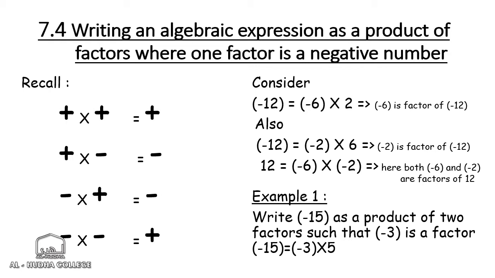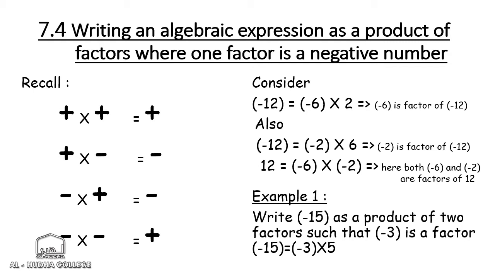If you consider 12, 12 can be written as minus 6 into minus 2. When you multiply two negative values, you get a positive answer. So minus 6 into minus 2, you get plus 12. So here minus 6 and minus 2 are both factors of plus 12. You can consider that.